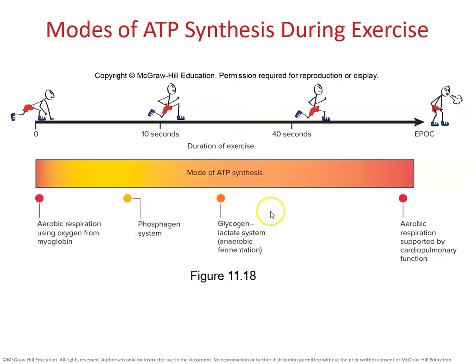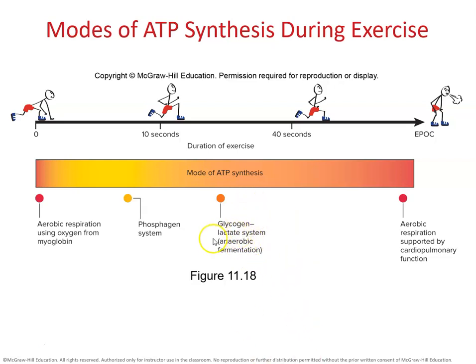Then, a little while later, we switch over to the glycogen lactate system. This is anaerobic fermentation. So this is when we start to feel out of breath. Okay, and this will change depending on your level of physical fitness. Some people can run a while before they start to feel out of breath. Some people, it's a much quicker thing to feel out of breath.